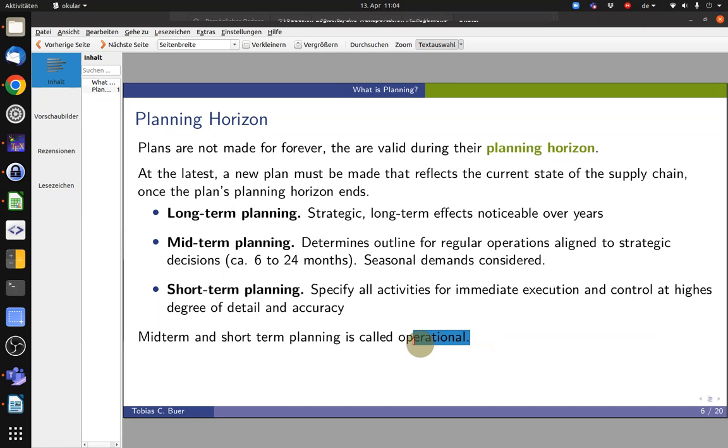Typically, we call the midterm and short-term planning operational planning, and the long-term planning strategic planning. Sometimes you also find the word tactical planning for midterm planning, but often it's a little bit difficult to differentiate between operational, tactical and strategic. Therefore, here I just use the word operational planning for short-term and midterm planning, and strategic planning for long-term.